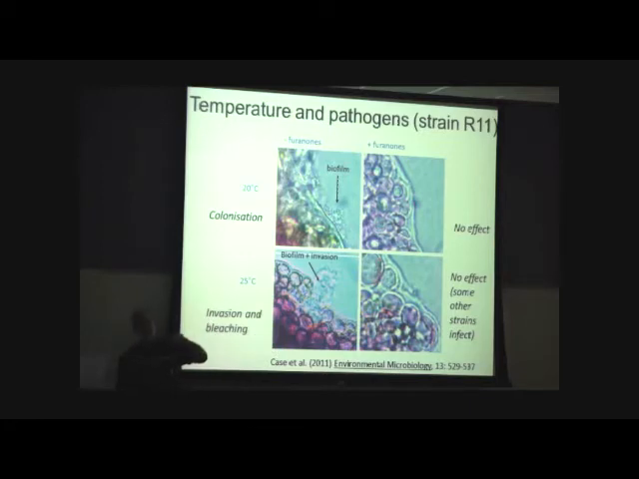In fact, we've used a green fluorescent protein tagged version of this pathogen in these experiments, and you can actually watch by video. Rebecca Case, the woman who led this work, has this lovely little video of these things invading, getting into the cells, and causing bleaching.